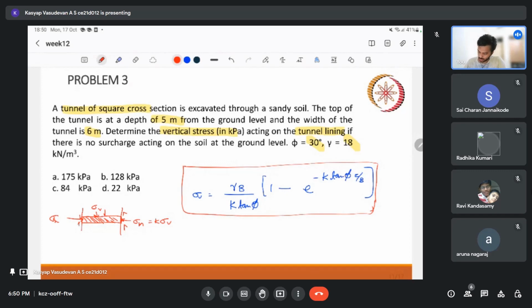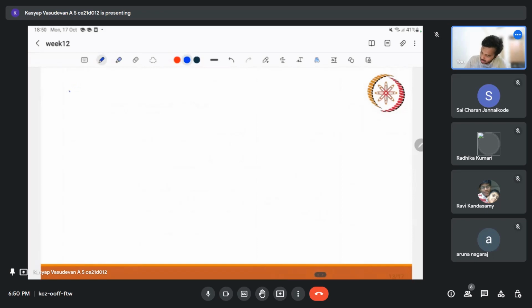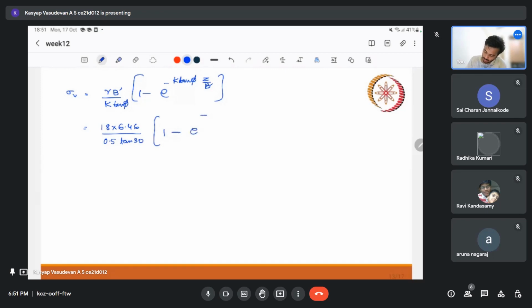So to solve that, let us write sigma v is equal to gamma b dash by k tan phi, 1 minus e power minus k tan phi z by b dash. If we solve this, we know that gamma is 18. So 18 into b dash is 6.46, divided by k is 0.5 tan 30, into 1 minus e power minus 0.5 tan 30 into 5 by 6.46. If we solve this, we will get sigma v.